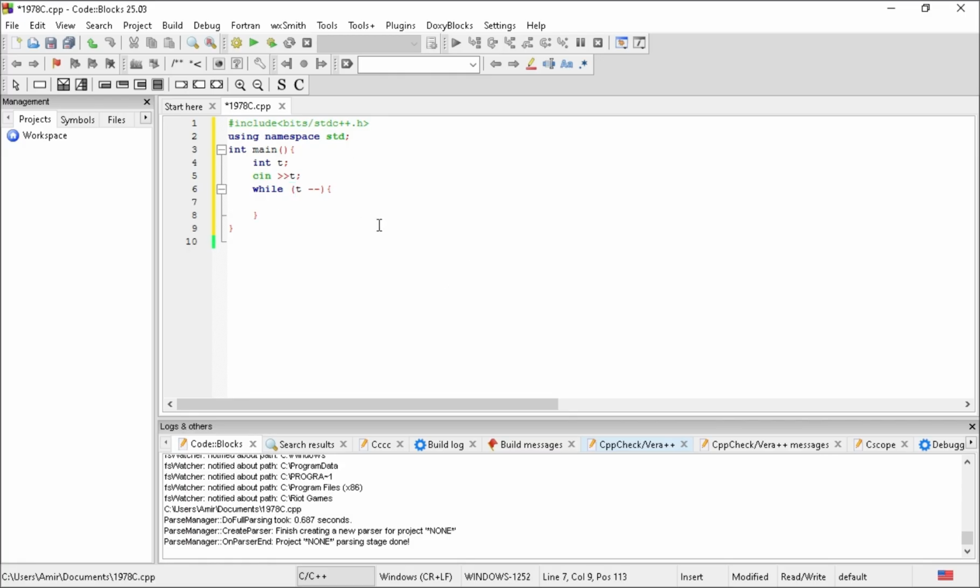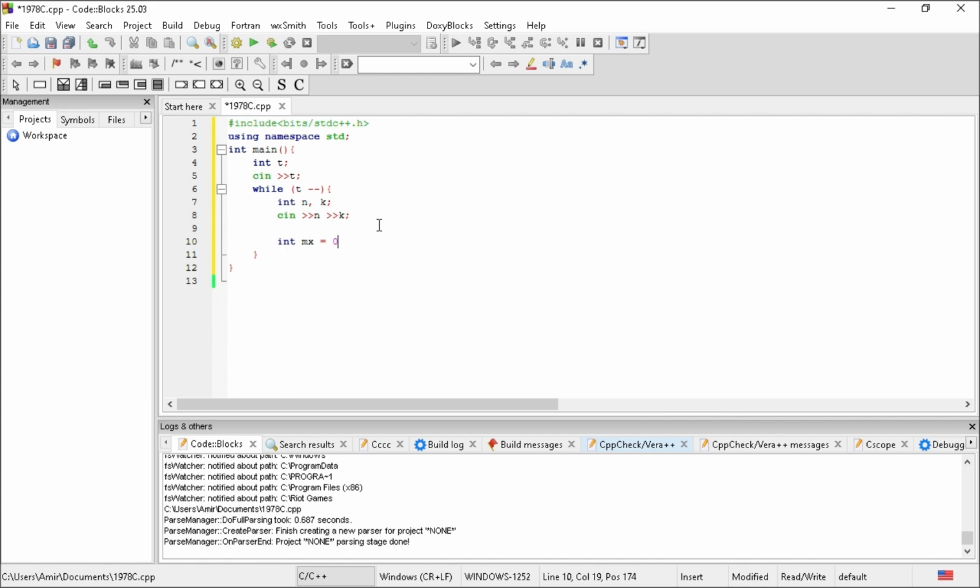So I'm writing this because we're given T test cases, right? And in each test case we'll have N and we'll have K. Alright, so now let's calculate the maximum value.